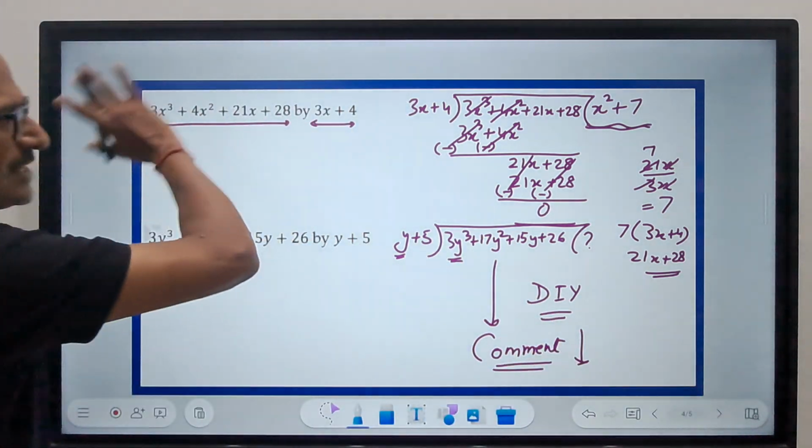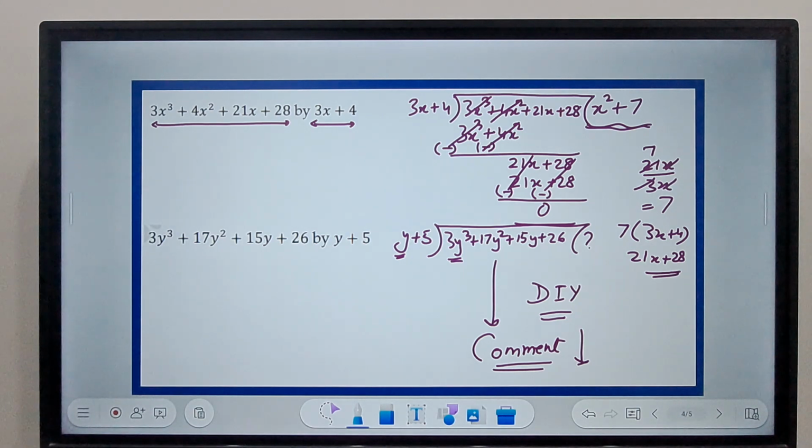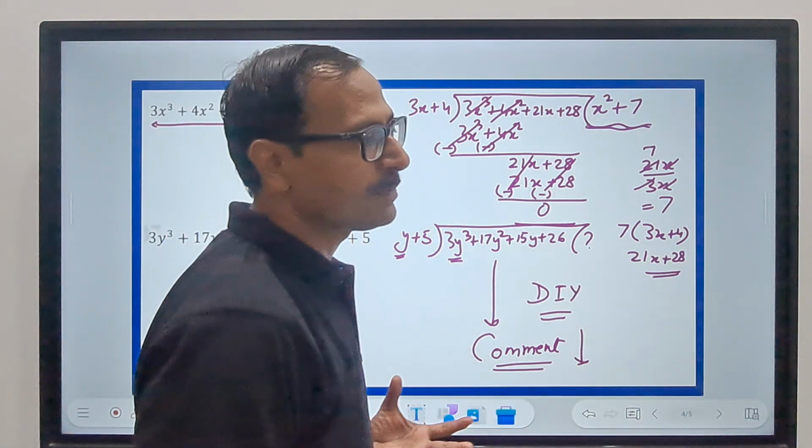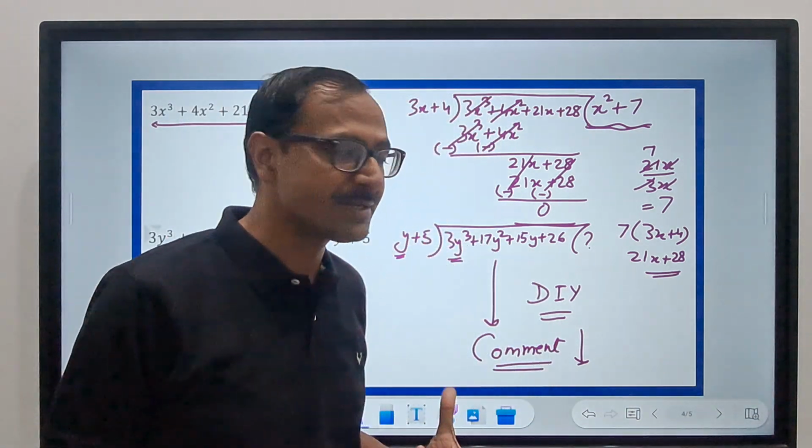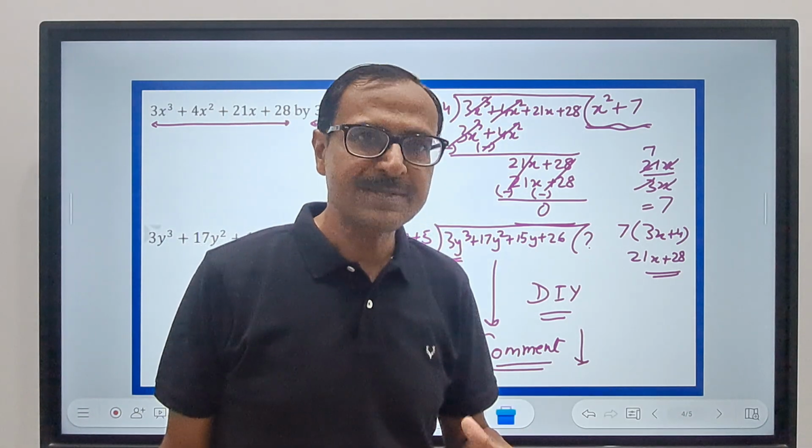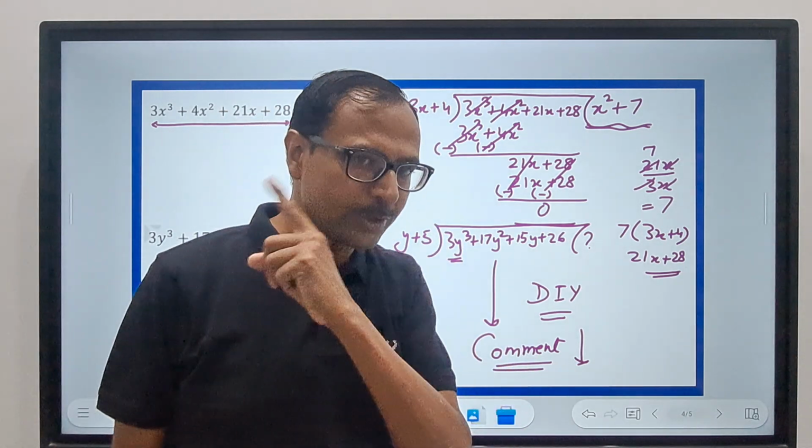Okay friends, so this is called the long division method. Although there are more complexities in the questions of division, which you can practice and feel comfortable that you know the concept well.